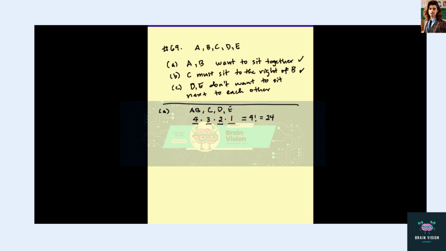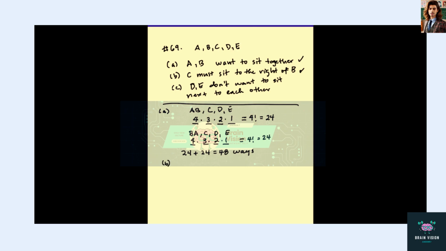But A and B can be seated in the order B, then A. So our 4 people could be BA, C, D, and E. And there would still be 4 factorial ways of seating them. So the total number of ways that we could sit the 5 people if A and B want to sit together will be 24 plus 24, equal to 48 ways.